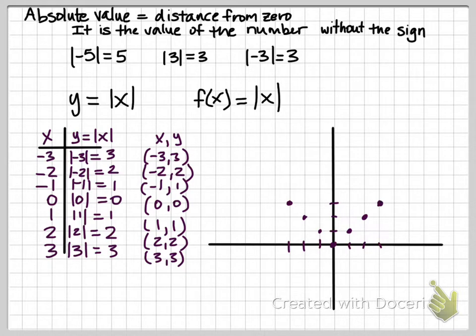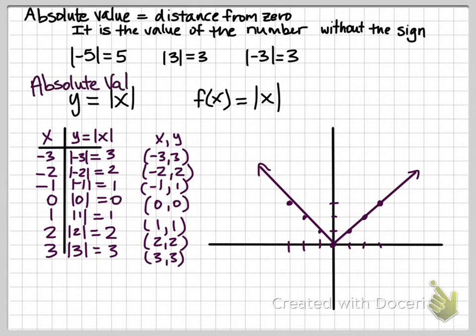I think you could kind of see where this is going. This is turning into a V. V for value. Yay! Ta-da! That's our absolute value. That's what it looks like. This is the basic absolute value function. So when something's as basic as it'll go, in this case y equals absolute value of x, we call that the parent function. So this is the absolute value parent function.